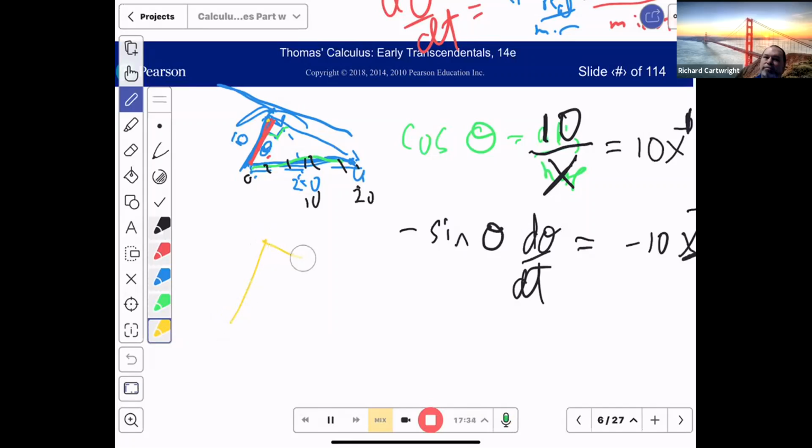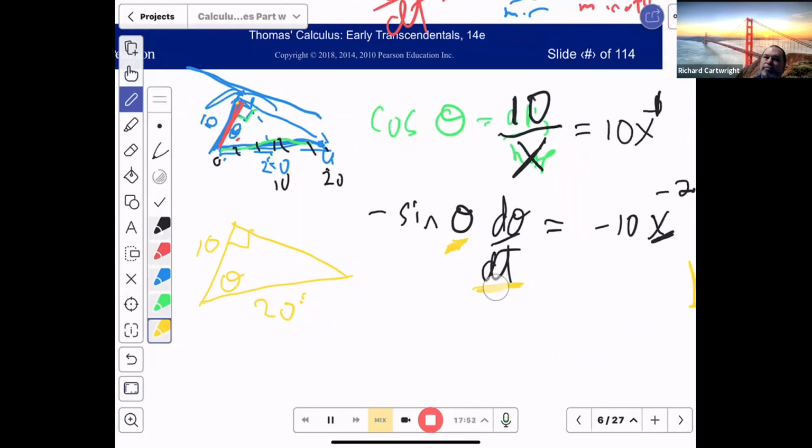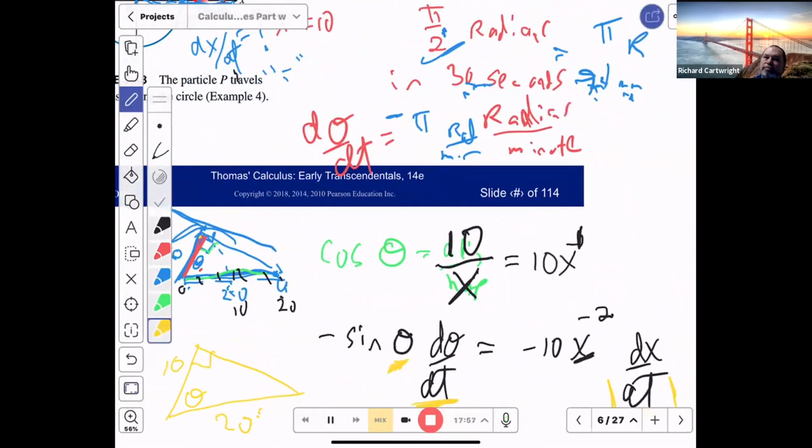I'm just going to redraw the triangle by itself, because everything else gets in the way. 10, 20, theta, I don't know. So I don't know what theta is yet. I'm going to have to figure out what it is. D theta dt, I calculated d theta dt. Do you remember? Up here I labeled it. There it is. I have that. X, I think I know what x is right now. X is 20. So that's good. I have everything, and then there's dx dt that I'm looking for.